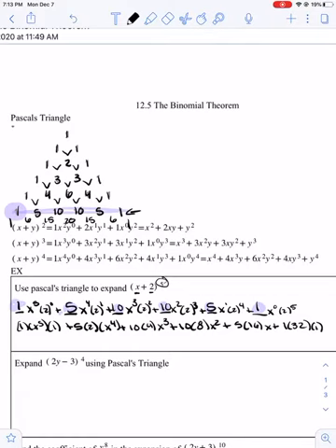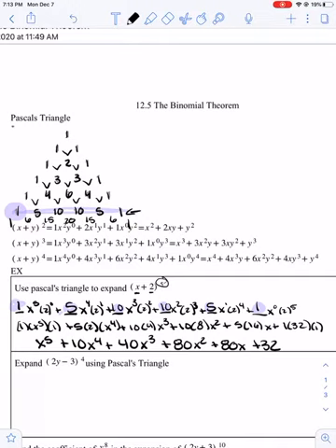Now let's simplify this. So 1 times 1 is 1, times x to the 5th is x to the 5th. 5 times 2 is 10, so 10x to the 4th. 4 times 10 is 40, so 40x cubed. 8 times 10 is 80, so plus 80x squared. And then 5 times 16, let me get a calculator, is 80. So plus 80x, and then plus 32. We have no like terms, so that's our answer.